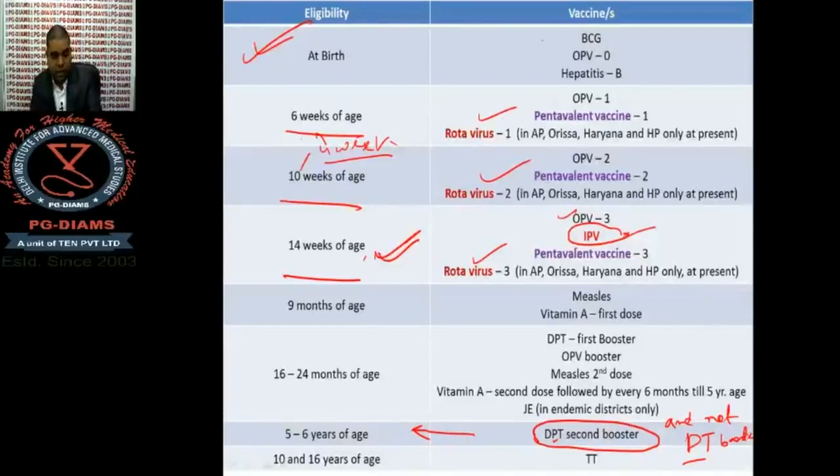Okay, one more thing which you should know, that Japanese encephalitis vaccine is also given at 16 to 24 month of age. Okay, along with measles second booster. This is a latest addition. Measles second dose is also given now in the form of MMR at 16 to 24 month of age.